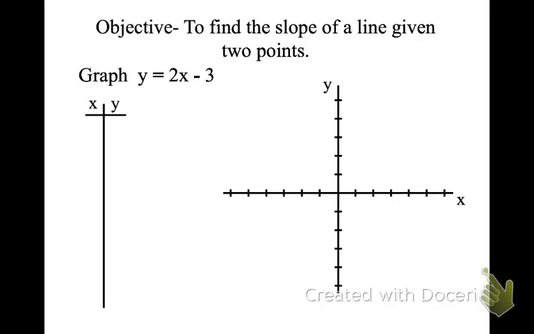Today we're learning about slope. This is section 7-4, page 321, 1 through 27 odd. Number 1 through 10, you're going to graph and then find the rise over run. Find the slope by looking for the rise over run.